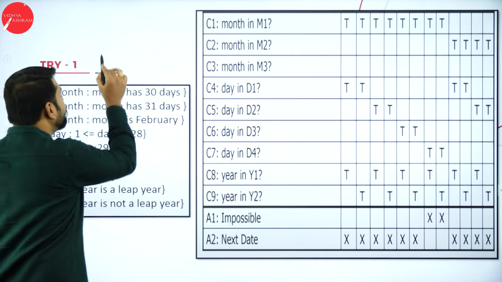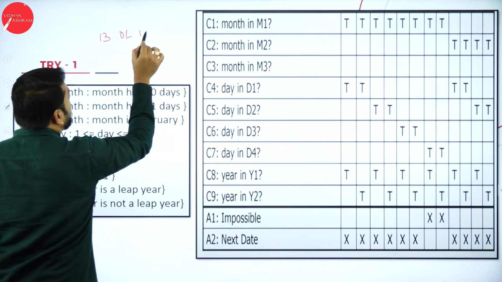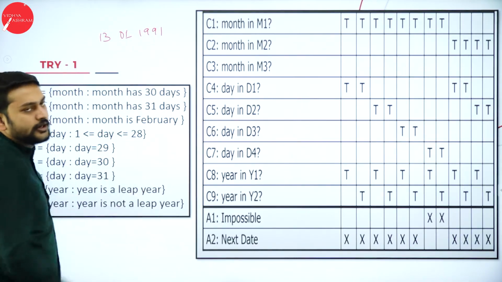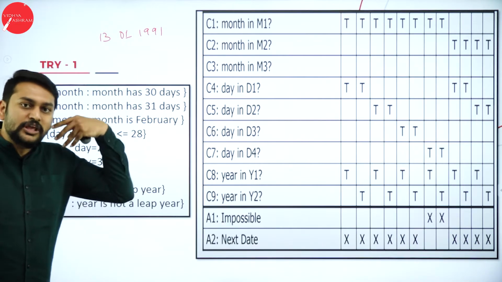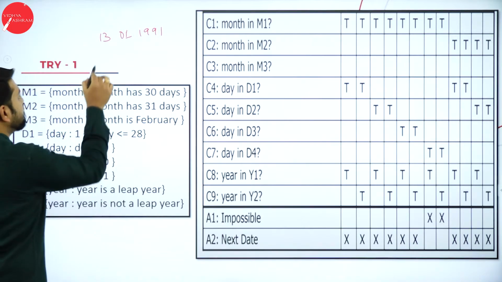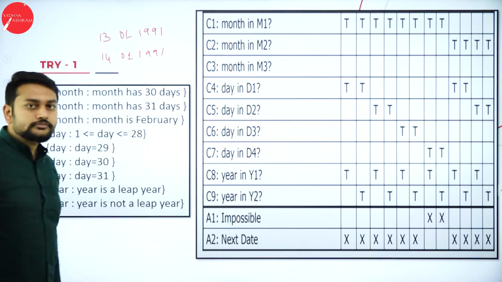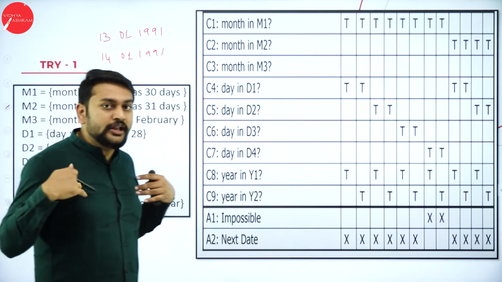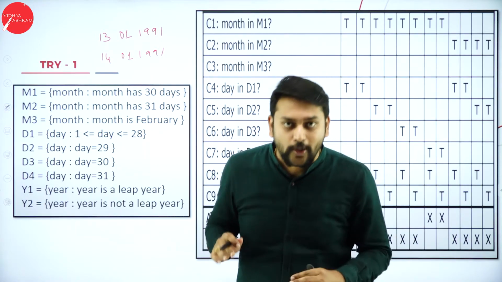Say for example, I'll give you one date. Say for example, I will give 13, 01 and 1991. Okay, this is my date. If I enter this date, the system should be able to tell me what the next date is. That next date is 14/01/1991. This is what I need to do. This is the next date problem.